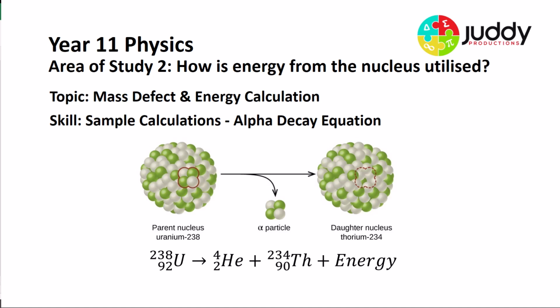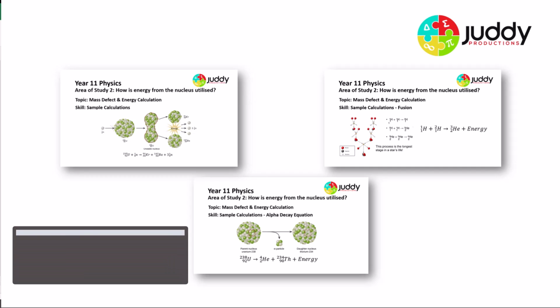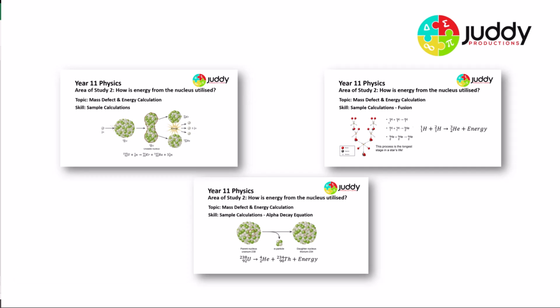Today's video will be looking at mass defect and energy calculation for an alpha decay equation. This video is one of three in a series. The first video examines mass defect and energy calculation with nuclear fission. The second, which we're looking at today, involves the mass defect and energy calculation for alpha decay. And the third video once again looks at mass defect and energy calculations in the context of fusion. So let's look at today's video.